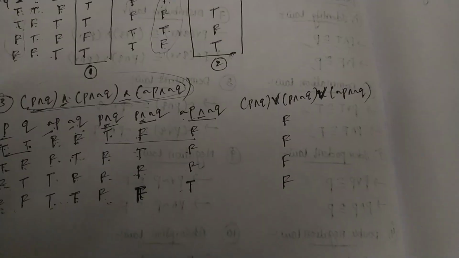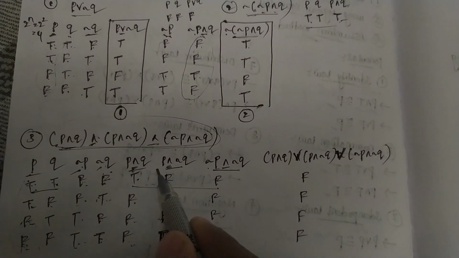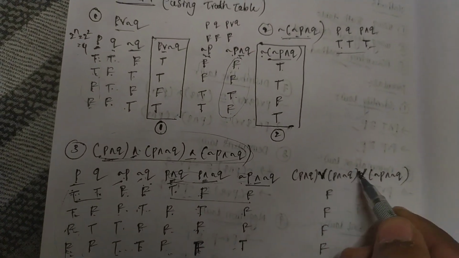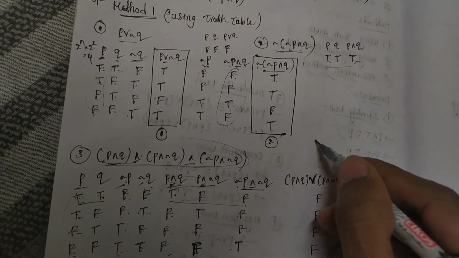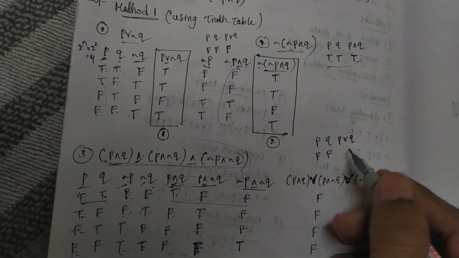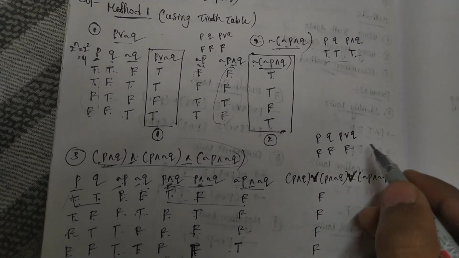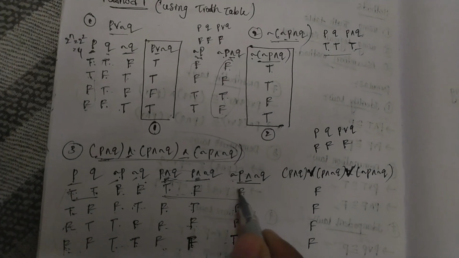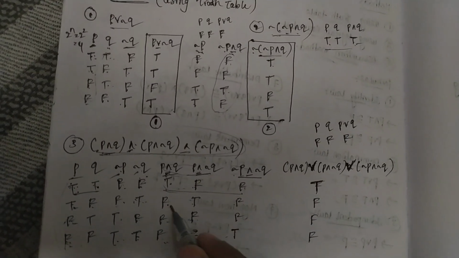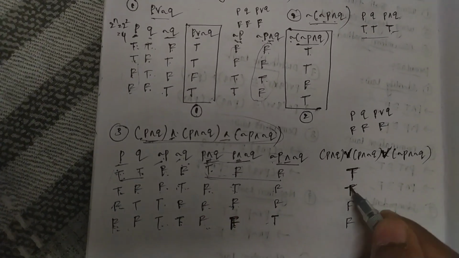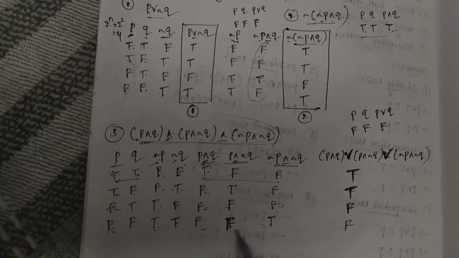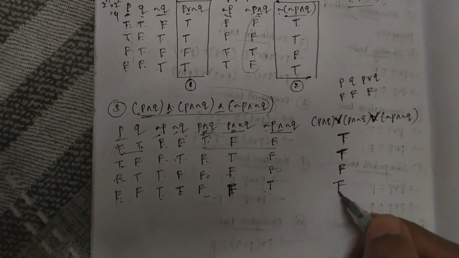Here, between these three compound statements, we have to use the or connective. In the or connective, we know that if p is false and q is false, the whole statement is false. In other cases it will be true. Here in these three we see one true is there, so it will be true, and here also one true is there, so it is also true. This one is all false, so it will be false, and here we see one true, so it also has the true value.